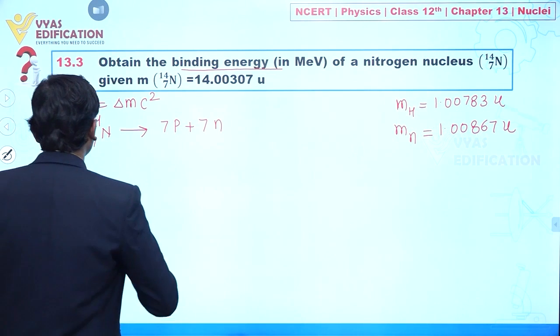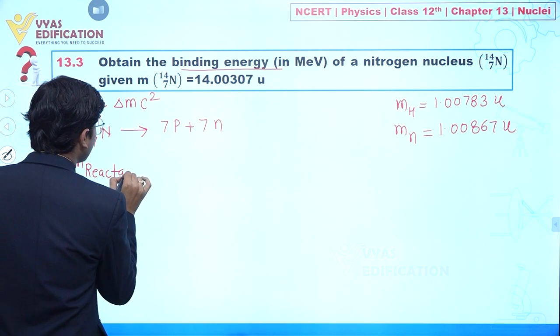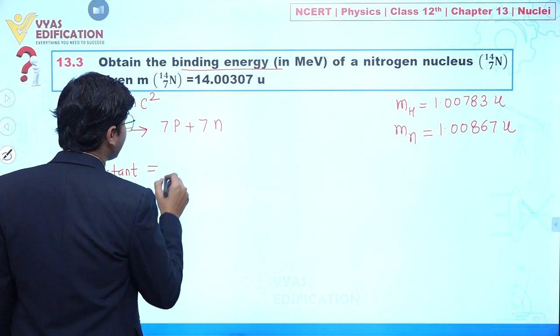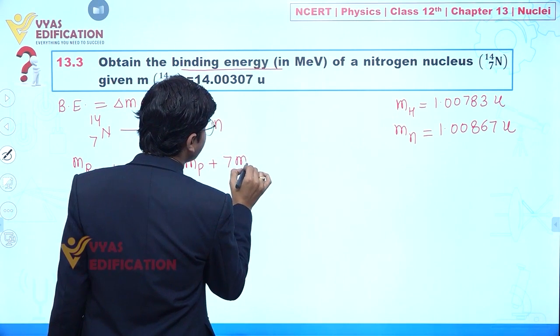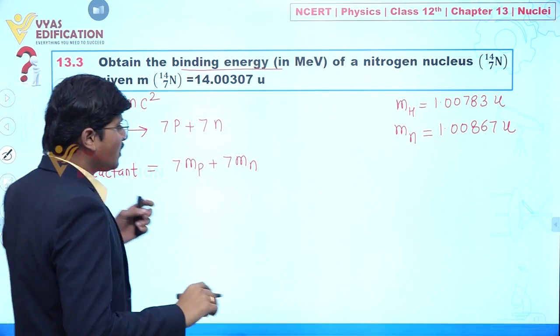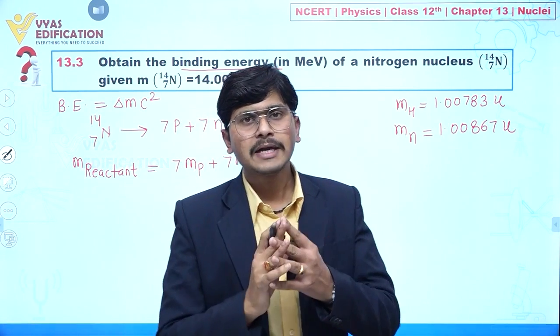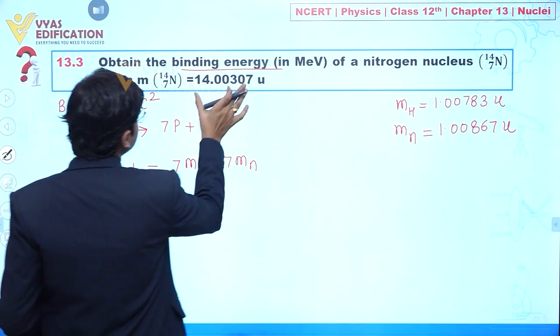Clear? So at that time I can write like this, mass of reactant. Mass of reactant is given by 7 times mass of proton plus 7 times mass of neutron. Clear? Now definitely when 7 protons and 7 neutrons combine, they form the nucleus of nitrogen. So this atomic mass is given to you.